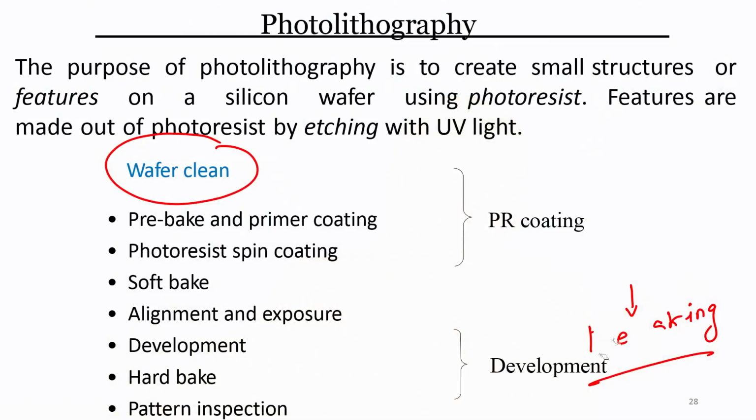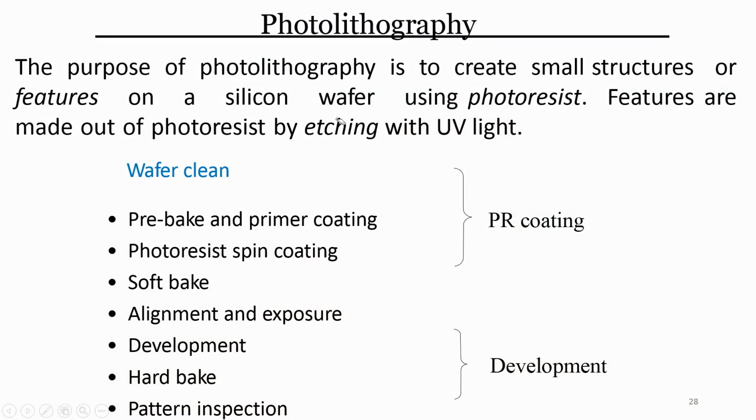So, to perform photolithography, if you see the screen, the first step would be pre-bake, which we performed already, and primer coating. HMDS is one of the primers that we can coat, and this will improve the adhesion of the photoresist onto the surface of the substrate.